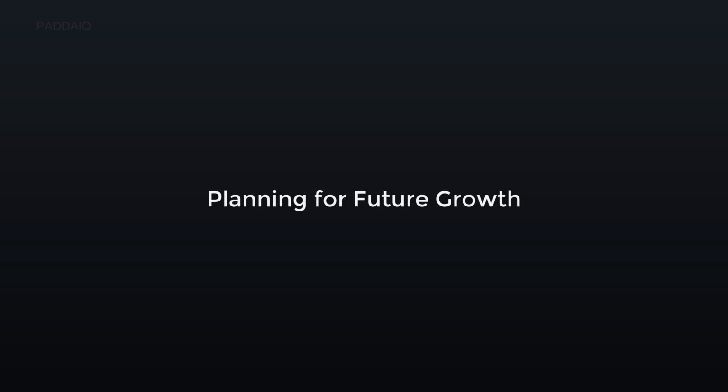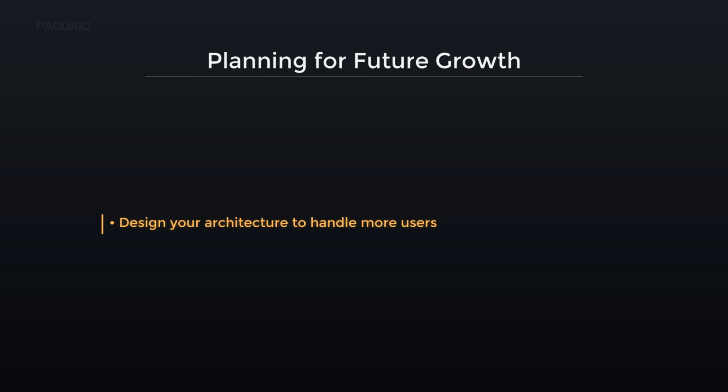Planning for future growth with SAP BTP. Design your architecture to handle more users. This means building your SAP BTP solution so it can easily support a growing number of people without slowing down or crashing. For example, an online store's system must perform smoothly for 10 customers or 10,000. Planning for this scalability from the start ensures your business can grow without technical limitations.